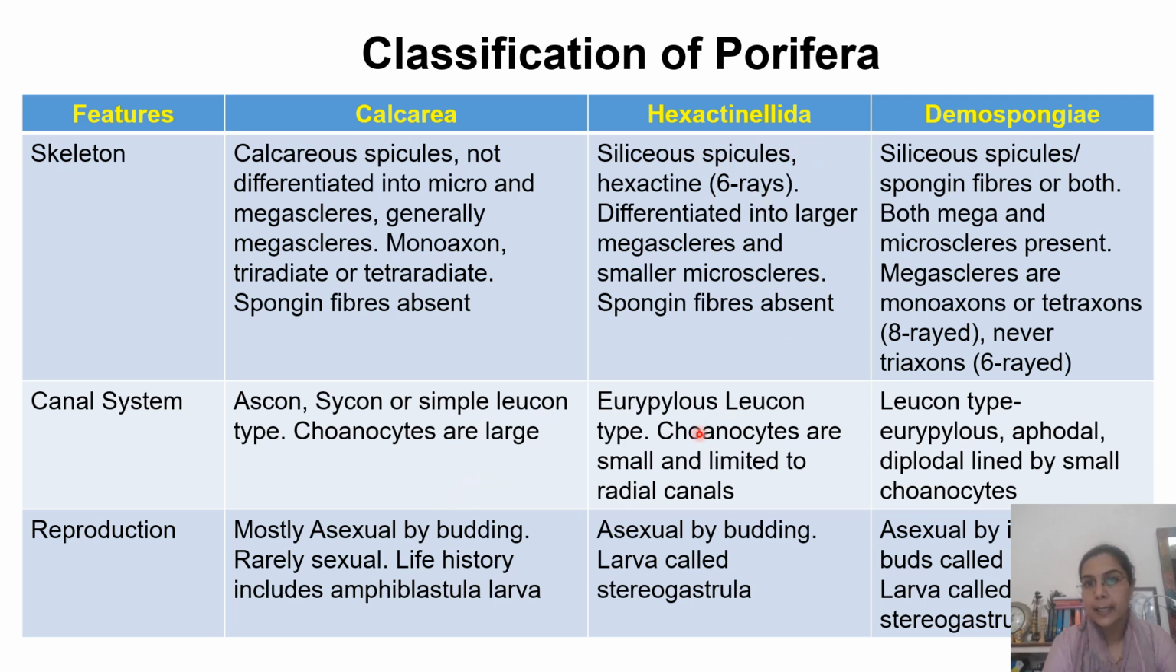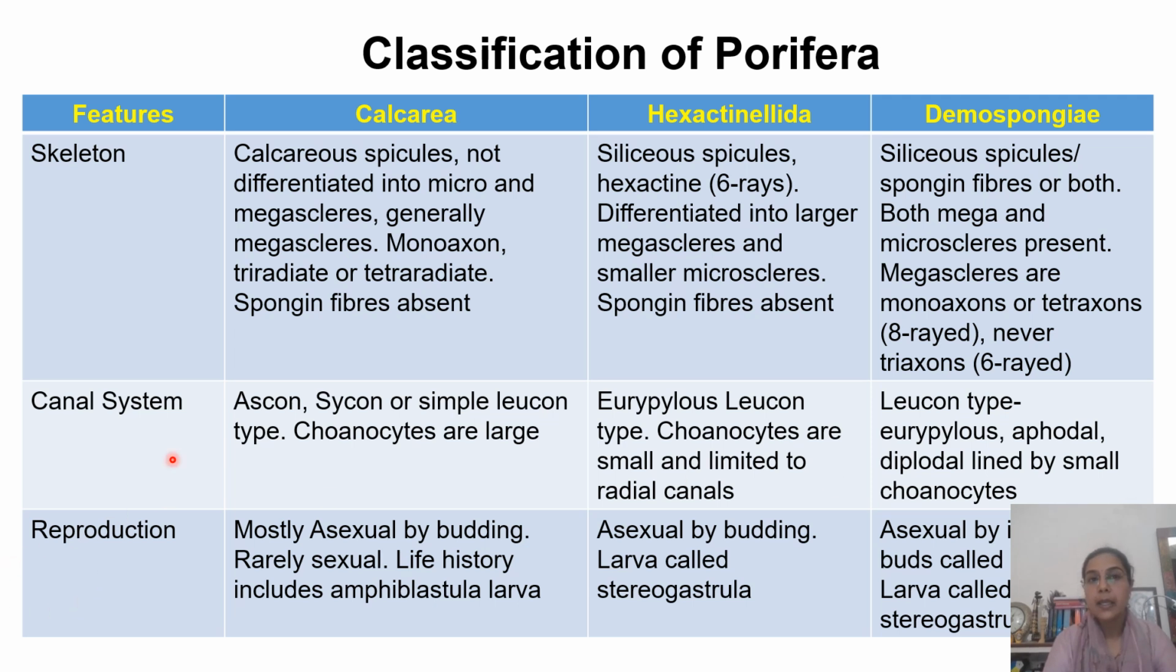In hexactinellida, the canal system is of euryplous leucon type. Choanocytes shrink हो गए हैं, they become smaller in size and they are limited to just the radial canals. Spongocoel थोड़ा सा reduce हो जाती है यहाँ पे because of the branching of the canal system. In demospongy, all three types of leucon के तीनों टाइप यहाँ पे एग्जिस्ट करते हैं: euryplous, aphodal, diplodal leucon types, which are lined by small choanocytes, and spongocoel is greatly reduced here.